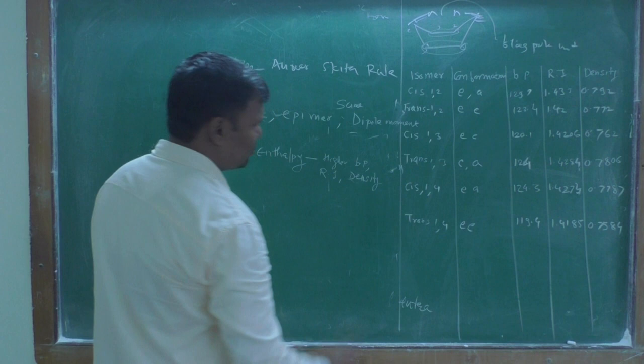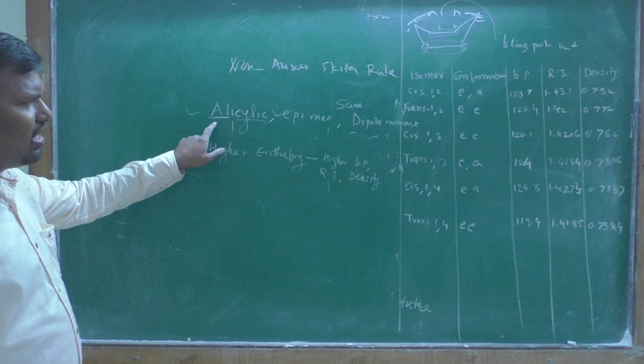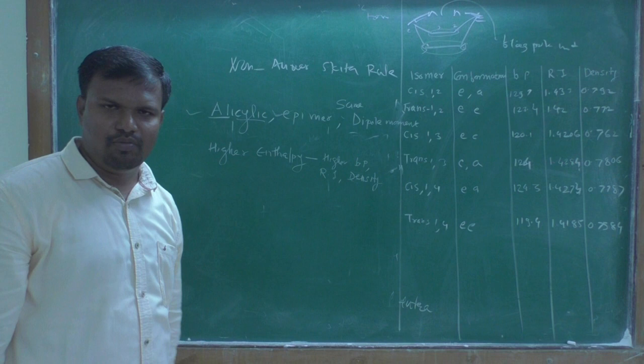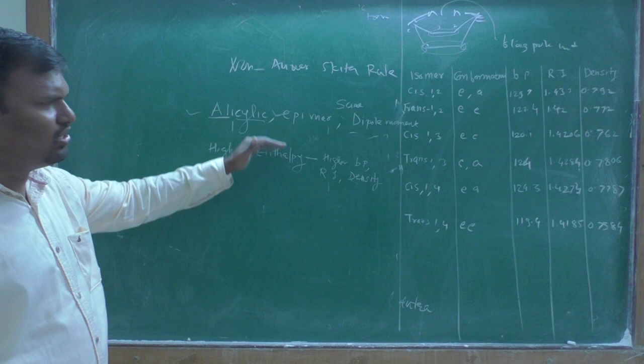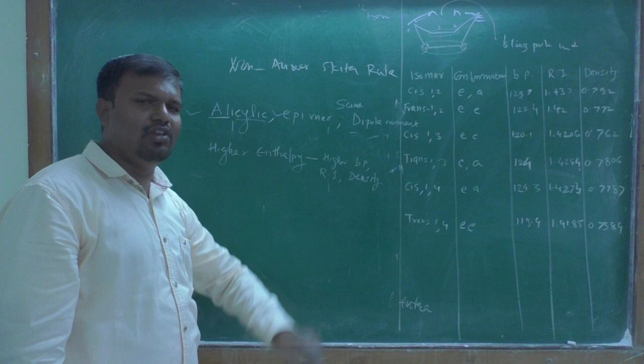This is the statement of the Auwers-Skita rules. For alicyclic epimers with the same dipole moment, the one with higher enthalpy shows a higher boiling point, higher refractive index, and higher density when we compare the two epimers.